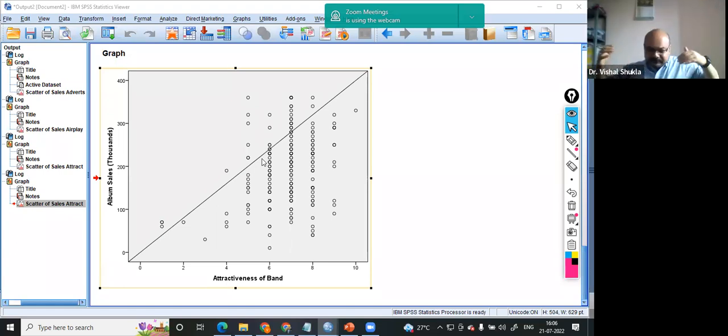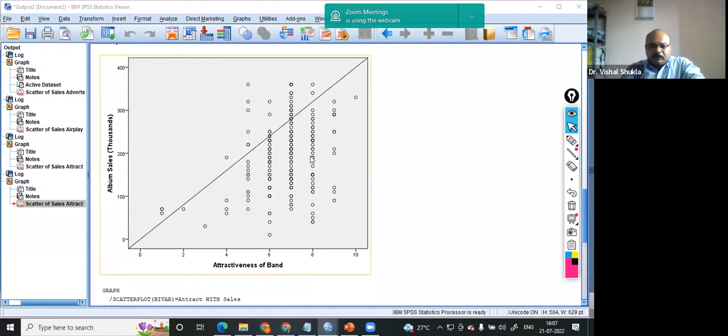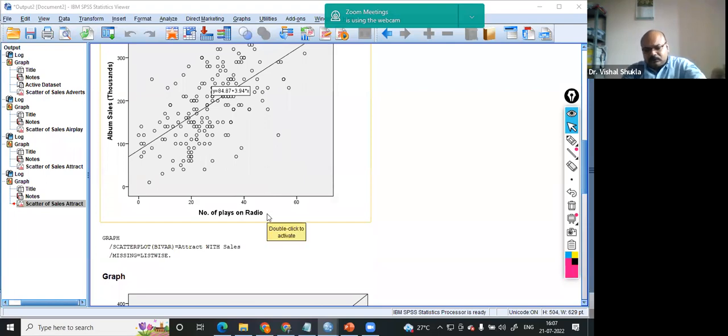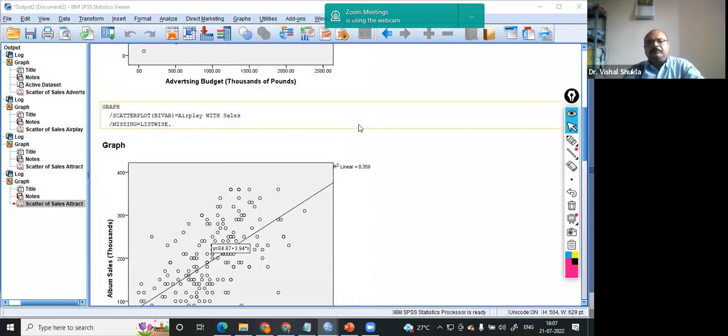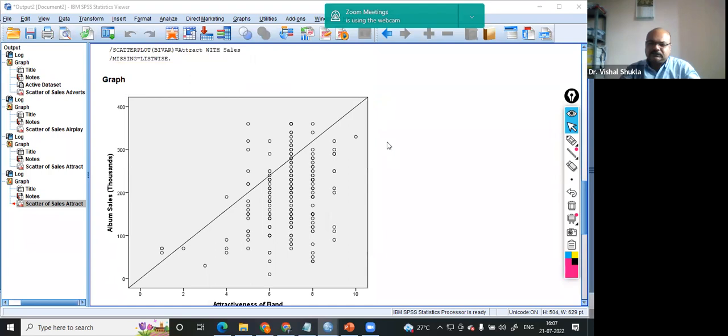Now we are seeing the first linear association. This has many residual errors. That's why the R square could not be computed. So it is a clear indicator that attractiveness of the band alone cannot predict album sales, while number of plays on radio alone can predict album sales to a level of 35.9%, and advertising budget alone can predict album sales to a level of 33.5%. But when put together in the model, we will check how this relationship changes, right? This is the initial overview that you are getting, of which of the variables could individually explain. Yes, sir.